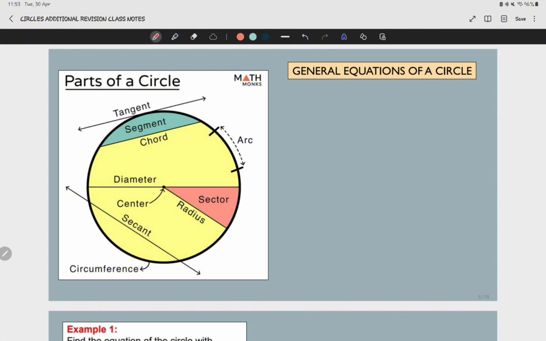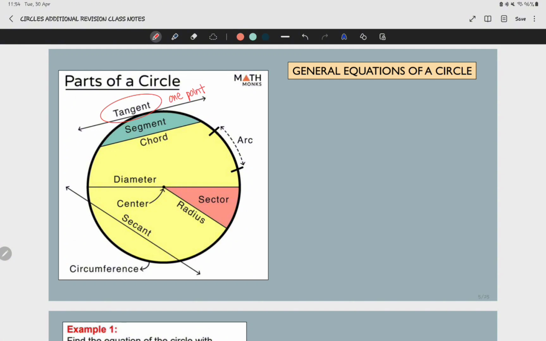The parts of a circle you must know start with the tangent. What is a tangent? It is a straight line that cuts or intersects the circle at one point only. Next, what is a segment? A segment is a chord and a part of the circumference, which is the green colored part there.